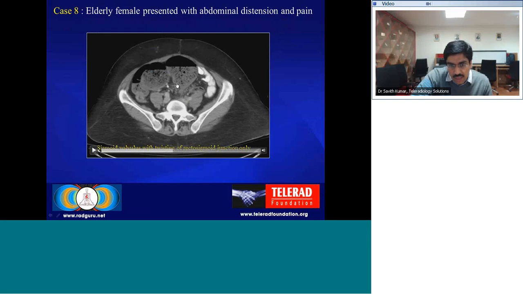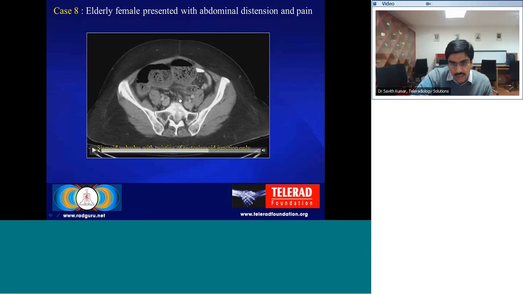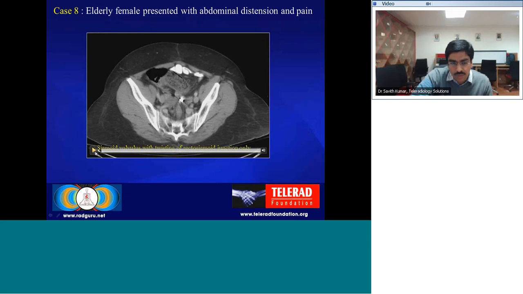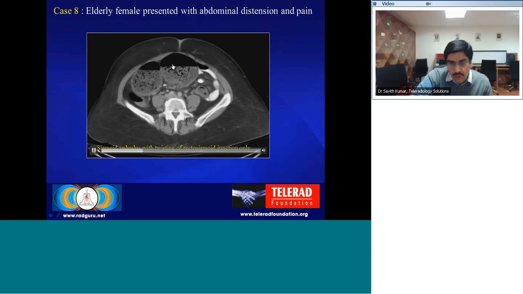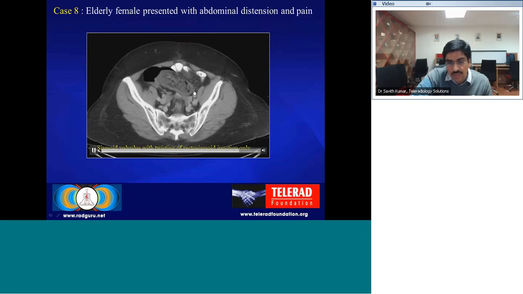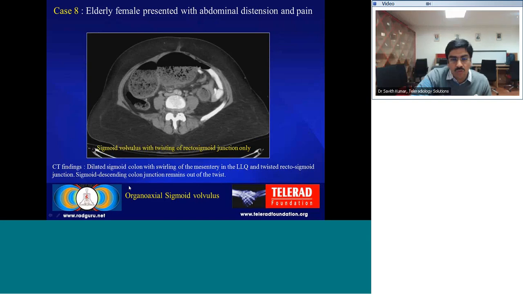We see there is twisting or beaking of one limb of the sigmoid colon. This is the rectosigmoid limb with the beaking at the rectosigmoid junction. The rectum is collapsed. This is the descending colon, and this is the second limb of the sigmoid colon. And what do we see? There is no transition, there is no beaking, and this is not involved in the twist. This is the collapsed rectum. Seeing the cine loop again, there's only one limb that is involved in the twist. That is, the twist is at the rectosigmoid junction. The other limb is not involved in the twist. So this is a case of organoaxial type of sigmoid volvulus.